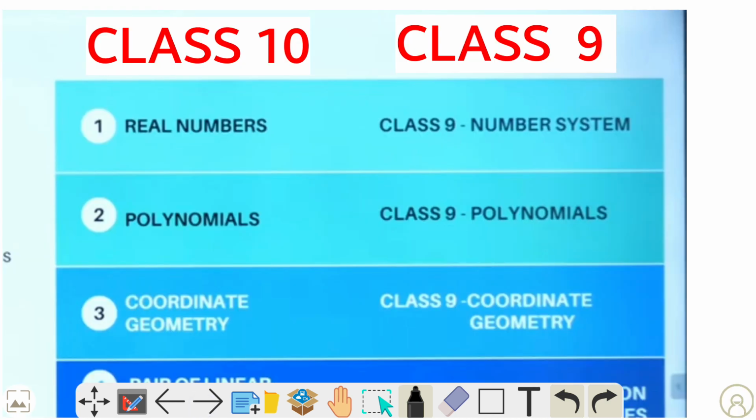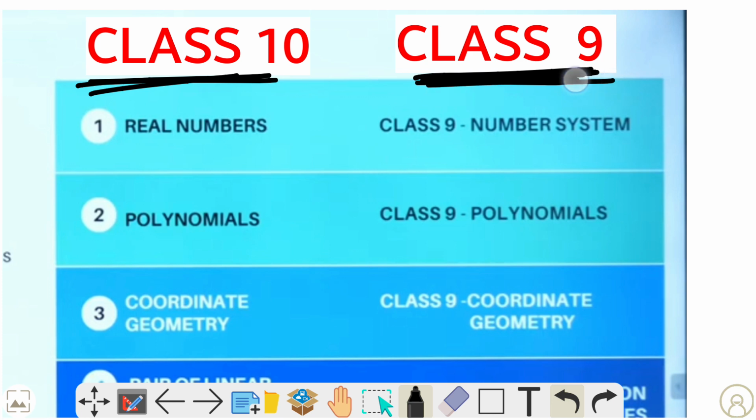So first, this is class 9 and this is class 10. The right side is class 9 and the left side is class 10. Okay, so first, look here, number system. In class 9 we have studied number system, and in class 10 we will study real numbers. In 10th standard, the first chapter is real numbers.